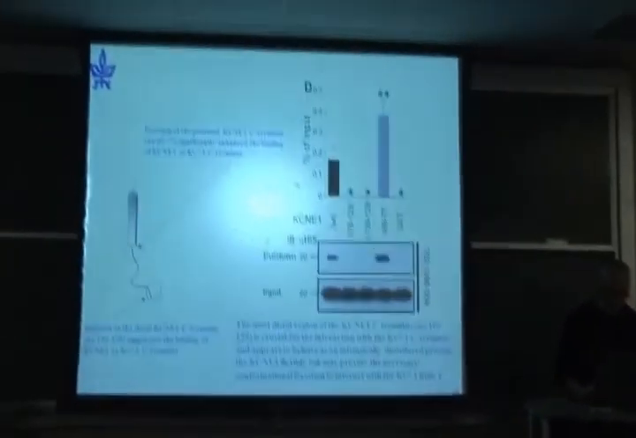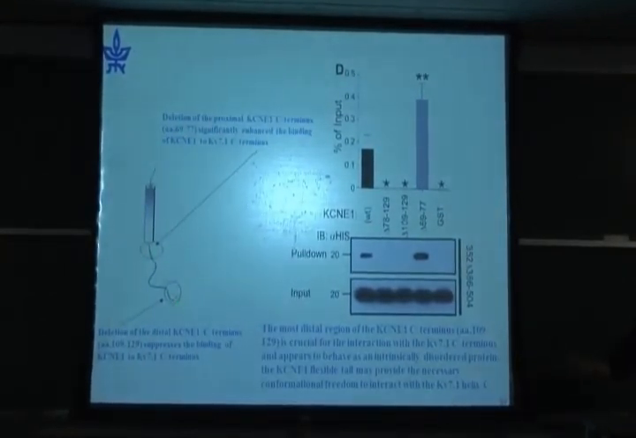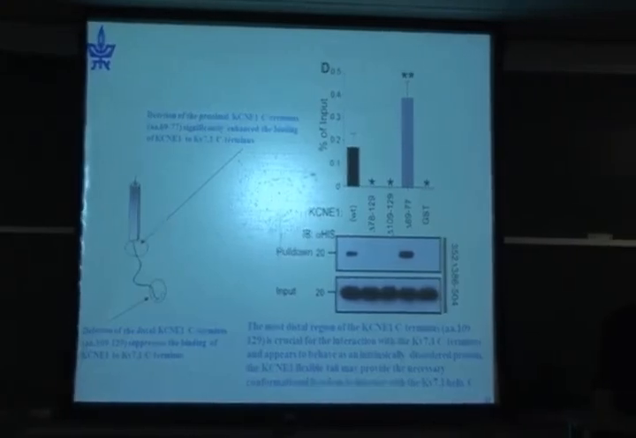I'm sorry, I may have missed it. Did you show the data that you delete the very C-terminus of KCNE1 and you still see the expression of the channel? You mean this data? You are talking about this deletion or this deletion? The C-terminus deletion. Yeah, you see the interaction is gone. We do see a kind of 30% decrease in the current. But you still see current. Oh yeah, we do see current.